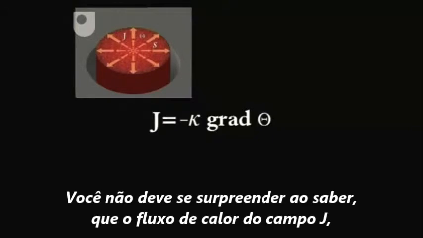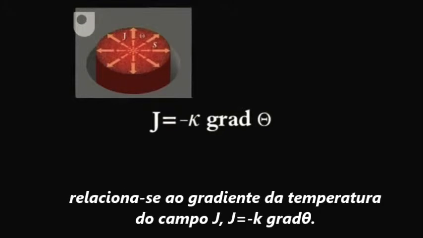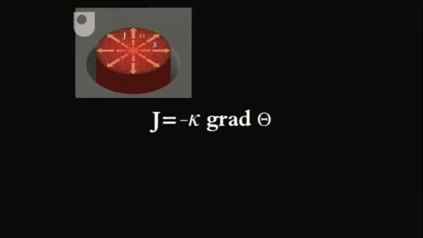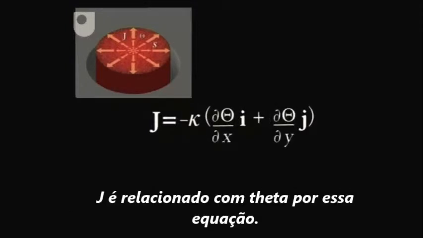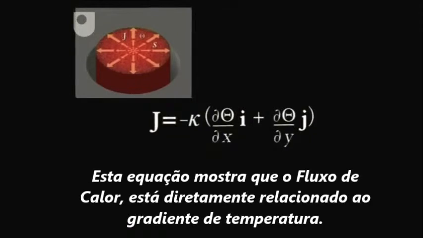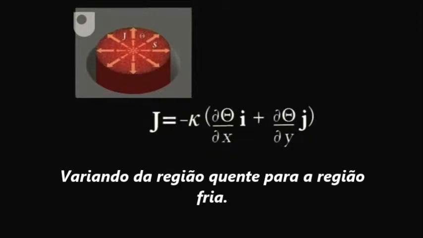You might not be surprised to know that the flow of heat energy field J is related to the gradient of the temperature field. J equals minus kappa grad theta. Using the definition of grad in terms of partial derivatives from earlier, that means J is related to theta by this equation. This equation shows that the flow of heat energy is directed against the temperature gradient, i.e. from hot to cold.